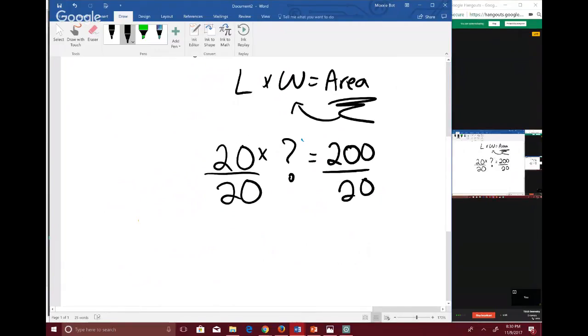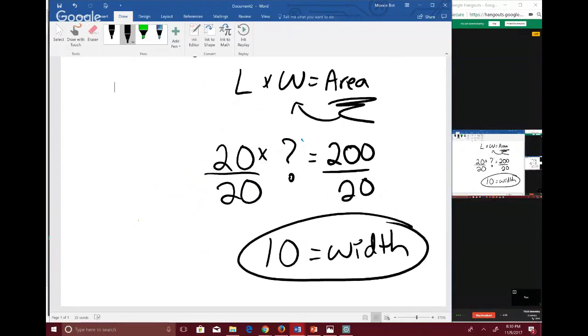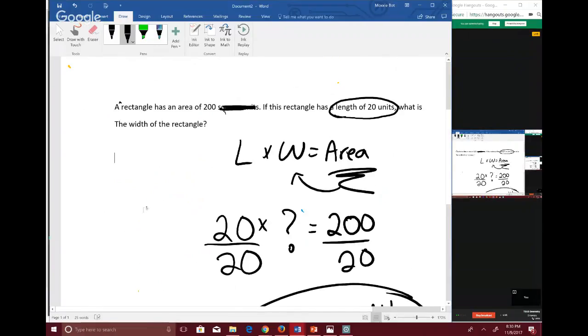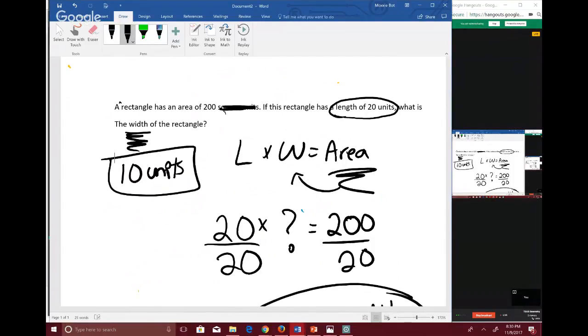So if we had 20 times 10, then we would have gotten 200 for our area, making the width 10. Now you're answering in width, so you're going to do 10 units, not 10 square units. It all has to do with, is your answer one-dimensional or two? So if your answer is a length or a width by itself, or your answer is a perimeter, it's one-dimensional. If your answer is an area, that's the only time it's two.